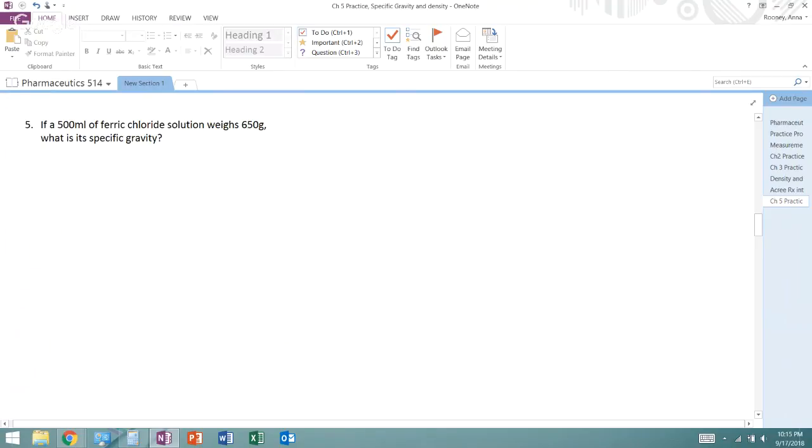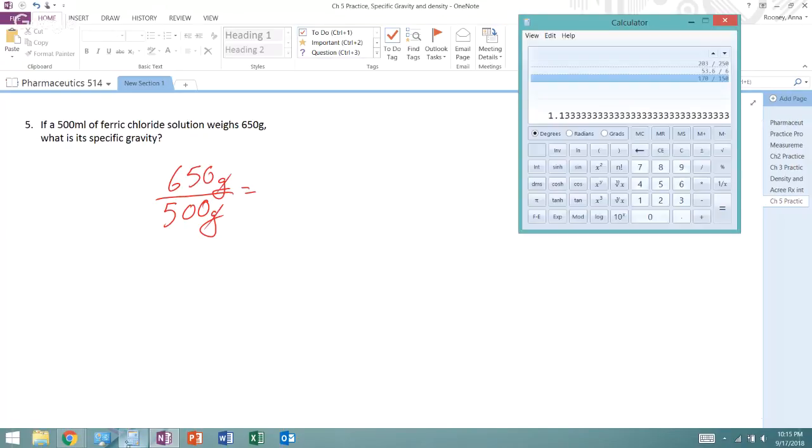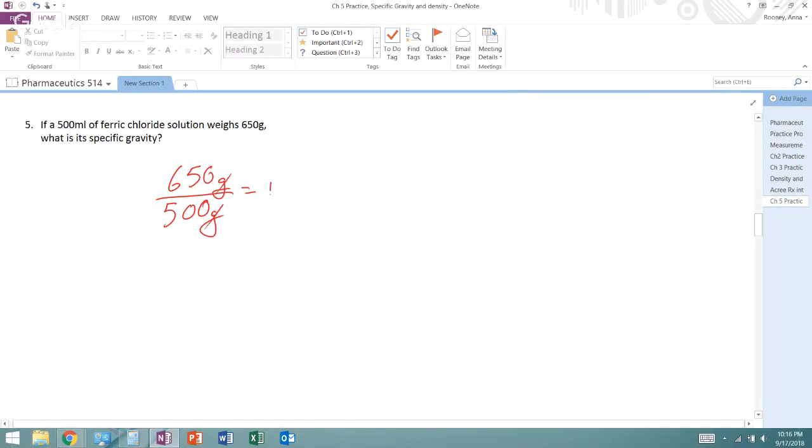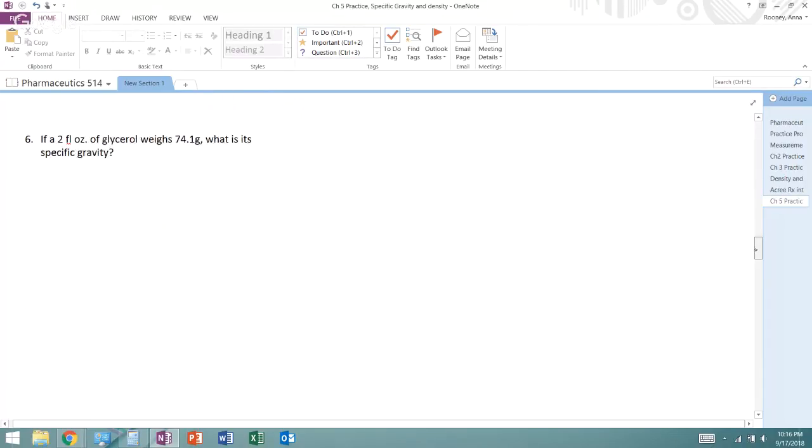All right, 500 milliliters of a ferric chloride solution weighs 650 grams. What is its specific gravity? So this is 650 grams. The equivalent of water would be 500 grams. So these cancel out. And then 1.3. Yep, that is right. I have the answers off to the side so I'm not getting lost.